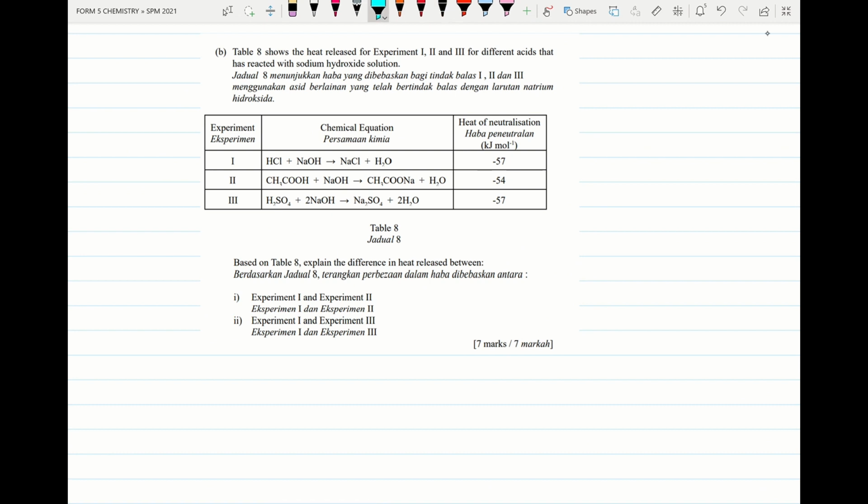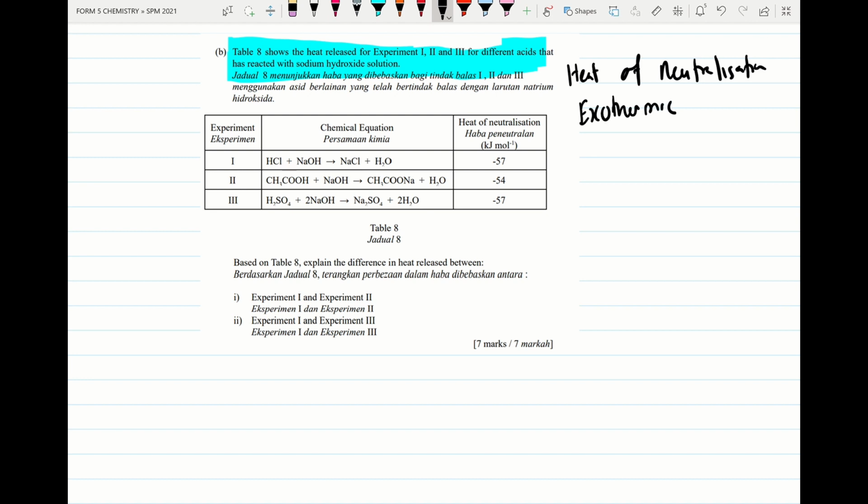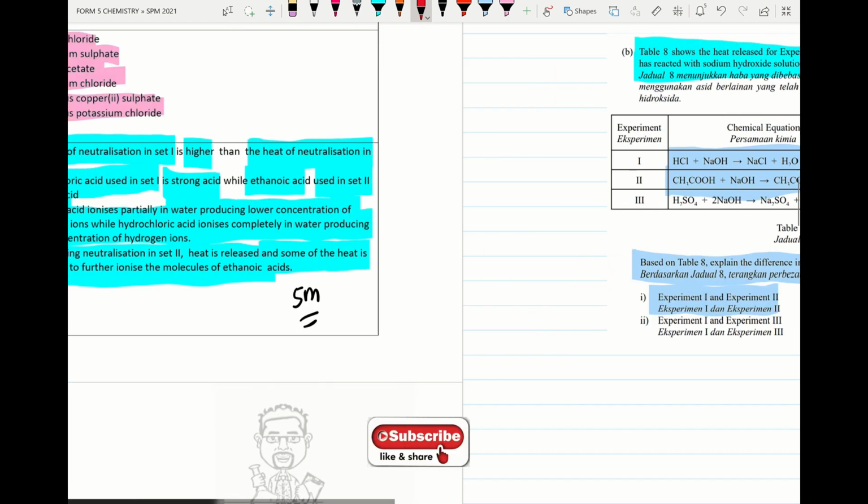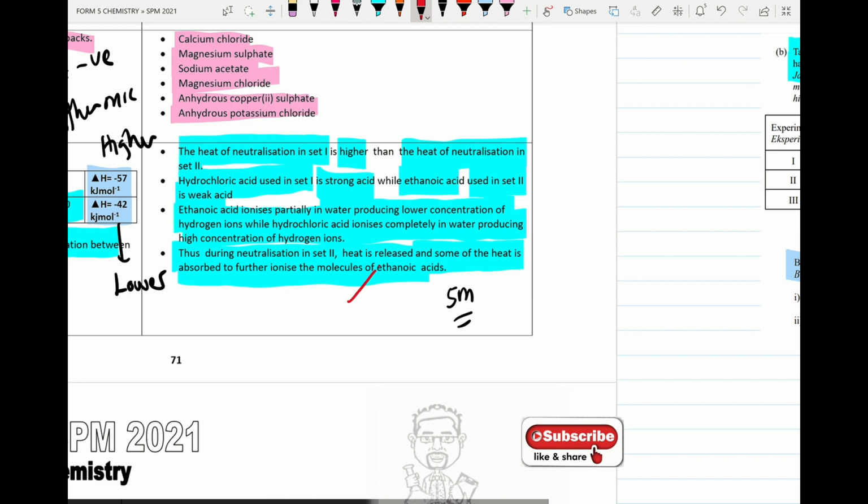So we read the question. The table shows the heat released for experiments 1, 2, and 3 for different acids reacting with sodium hydroxide. This is known as heat of neutralization. Please remember, heat of neutralization is an exothermic reaction. We check the question based on Table 8: explain the differences in heat released between experiment 1 and experiment 2. Experiment 1 is higher and experiment 2 is lower. The answer is given in the module.